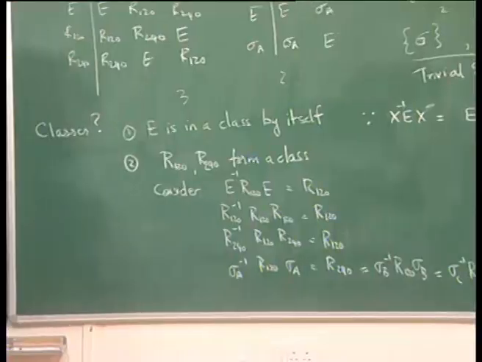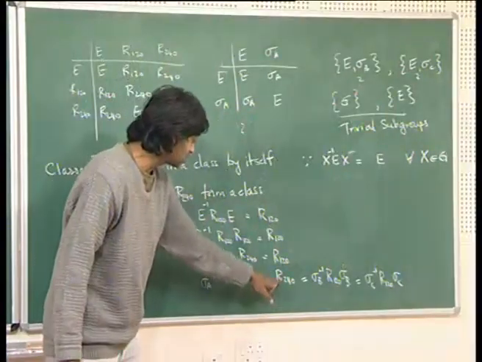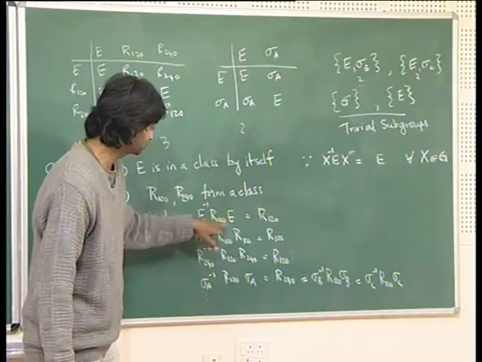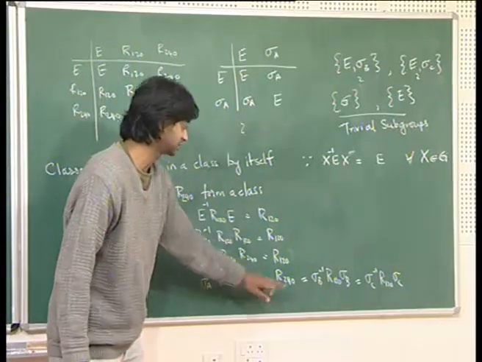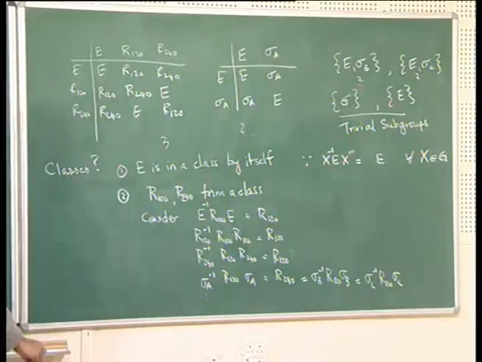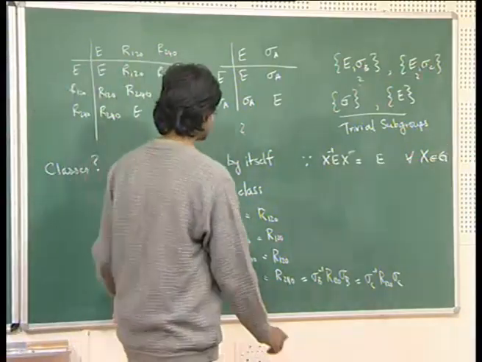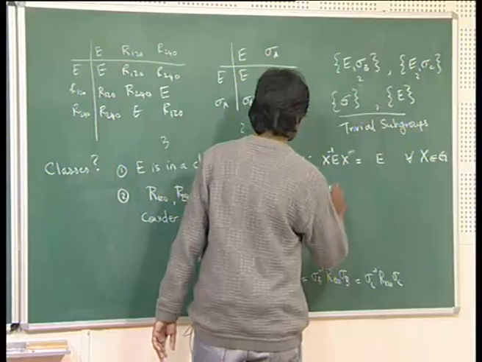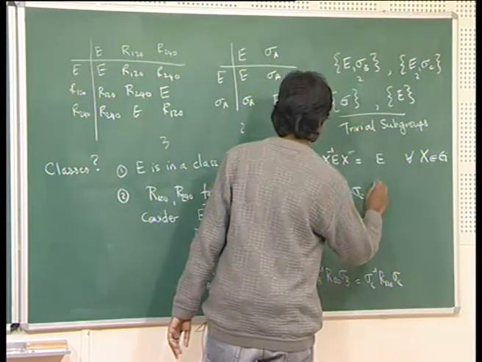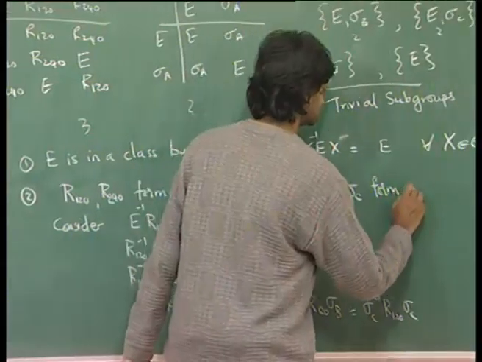That means now if you look at all the elements that are conjugate to R 120, you only get R 120 and R 240. So, therefore, R 120 and R 240 form a class. And the last part, similarly you can show that sigma A, sigma B, sigma C form a class.